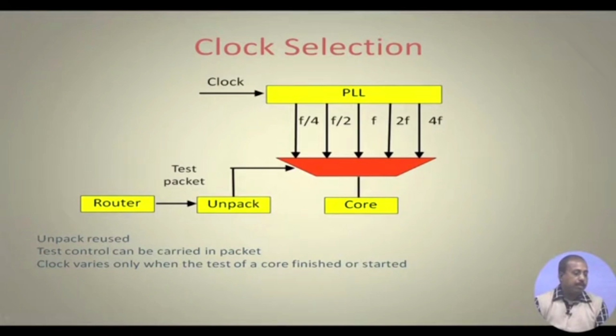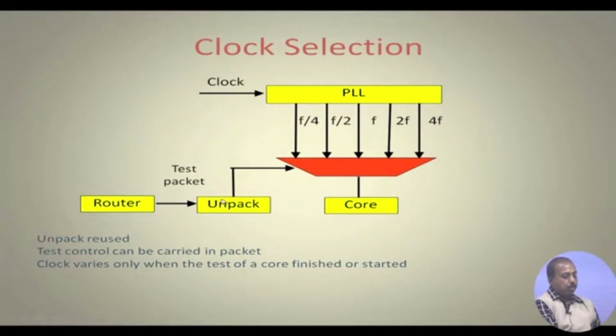So, we can have this type of clock selection mechanism. The clock that is coming from the tester may be given to a phase lock loop, and this phase lock loop can be designed to generate different clocks: f by 4, f by 2, f, 2f and 4f. Now, when the test packets are coming from the router, this is unpacked, and the test packet itself will tell at which frequency this core will be tested.